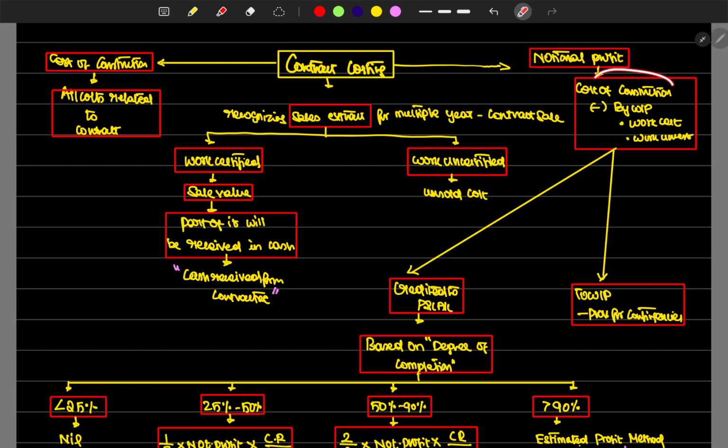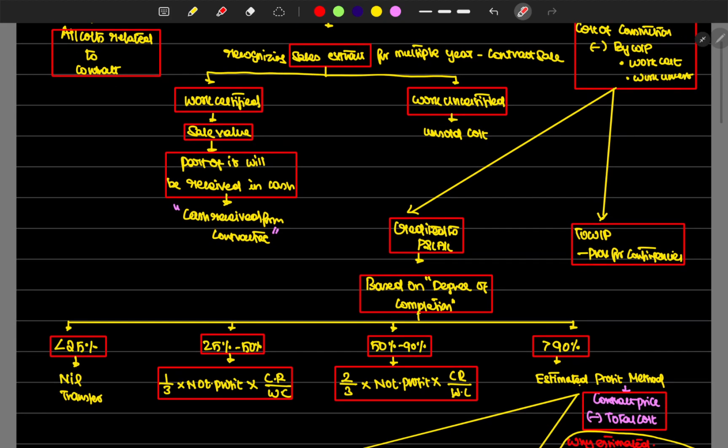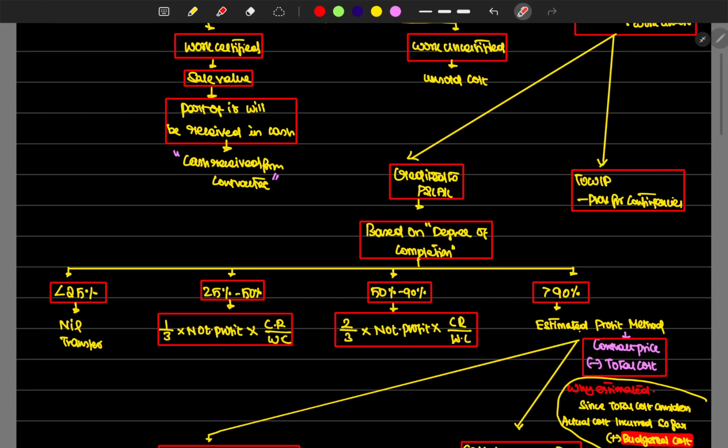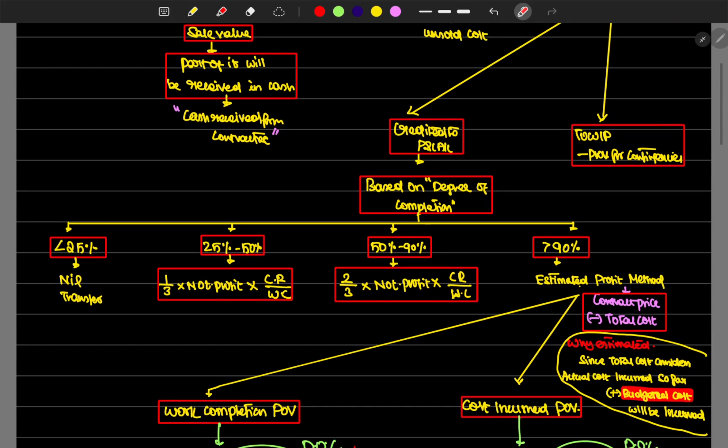Notional profit is the difference between the cost of construction and the actual sales value, right? Then it is credited to P&L, and what is the provision for contingencies? How much we are taking into the contingency and how much we are taking into the P&L account is based on the degree of completion. If it is less than 25%, nil transfer. If it is 25% to 50%, one third of notional profit, considering the cash received portion. For 50% to 90%, two thirds of the notional profit into cash received portion, which is CR divided by work certified.